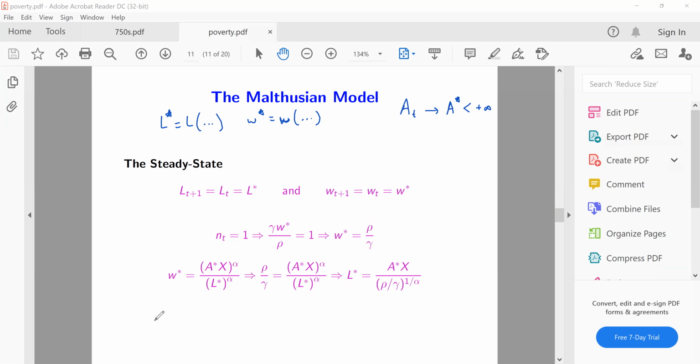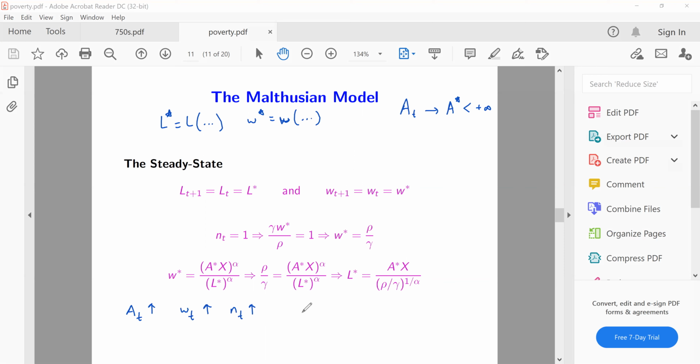Now, imagine that there is a change in technology, okay? Suppose that productivity increases. So what's the effect of this on the wages in the short run? Well, it is positive, right? And what is the effect of this on fertility? It is also positive. Why? Because now the economy is more productive, people have more resources, so they procreate more.